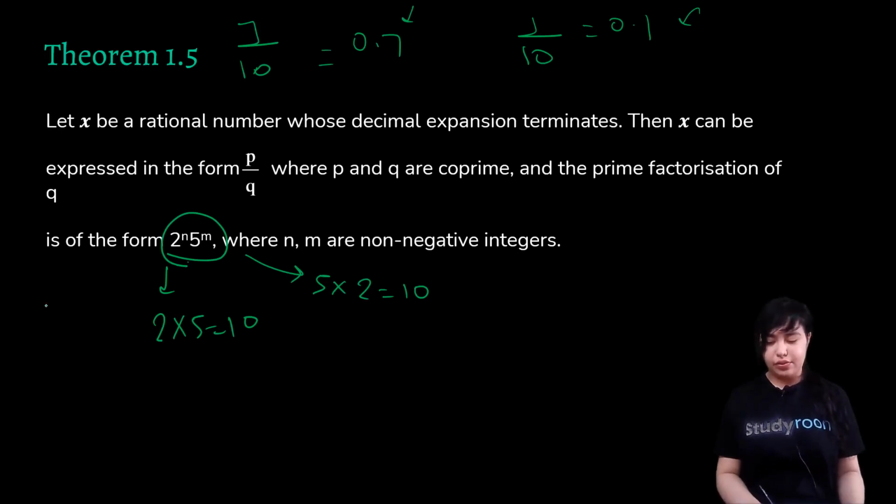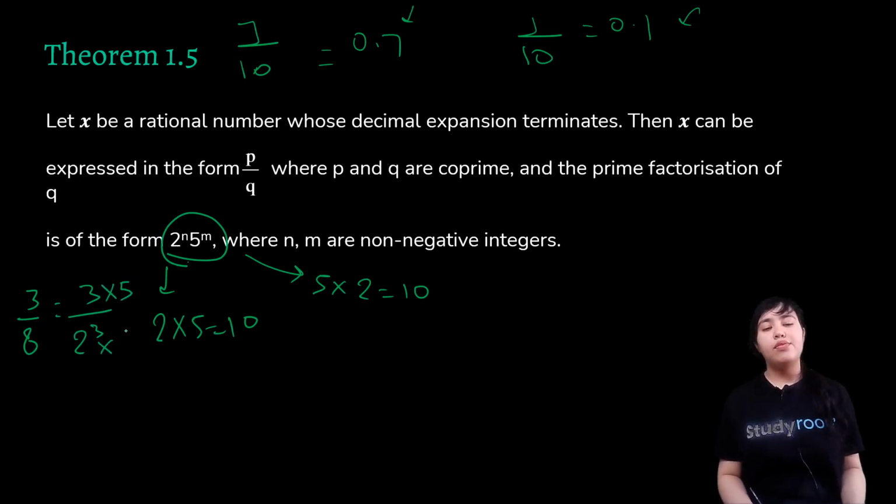So if I give you 3 by 8, what do I have to do? I have to do a prime factorization of my denominator. So I can write 8 as 2 cube. Now I can easily convert it into a multiple of 10 by multiplying numerator and denominator by 5 to the power 3. Now what is 5 to the power 3? It is 125. So if you multiply, you will get 375 upon 1000.